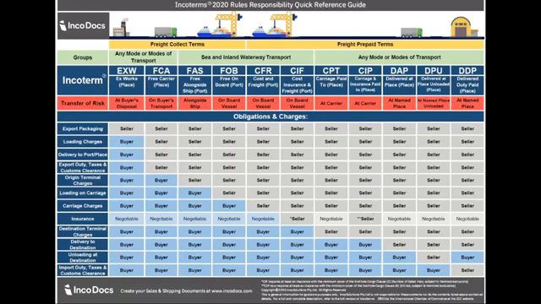Moving further along, DAP, DPU, and DDP are Incoterms involved with getting goods delivered, unloaded, and customs cleared at the country of destination. Under DAP, delivered at place, the seller will cover the costs of delivery to destination. If DPU, delivered at place unloaded, is agreed, then the seller will also pay for the unloading costs at the destination. Finally, if DDP, delivered duty paid, is agreed, then the seller will also pay for the import duties, taxes, and customs clearance at the country of destination.